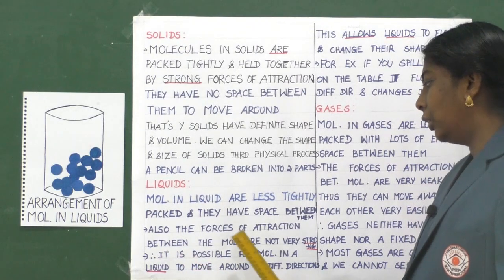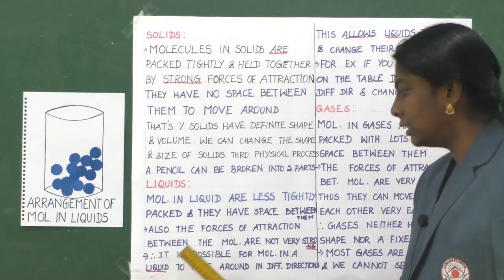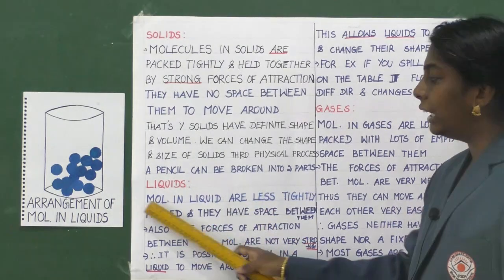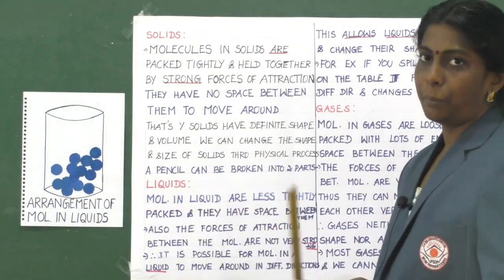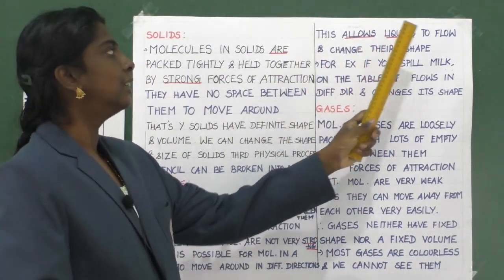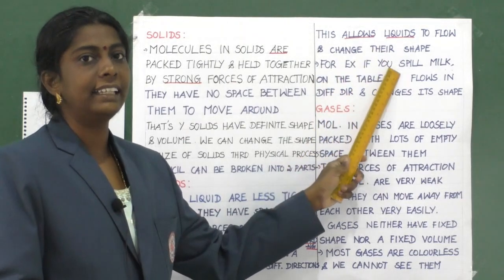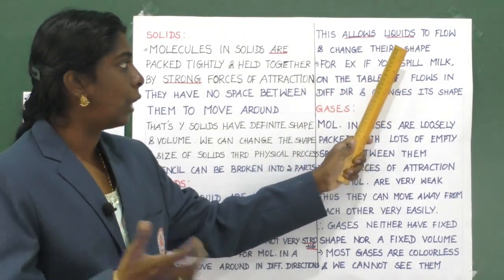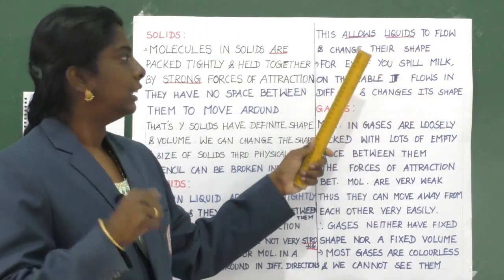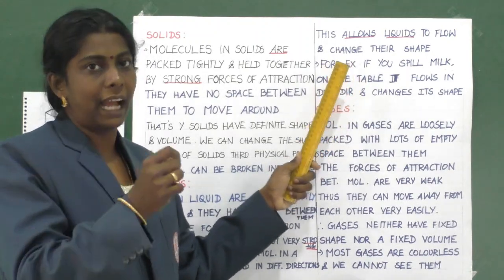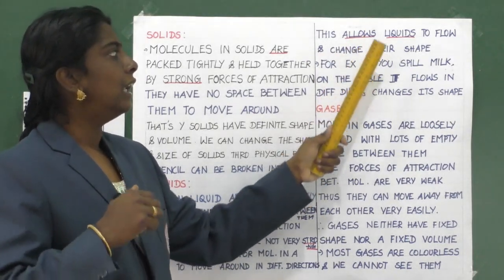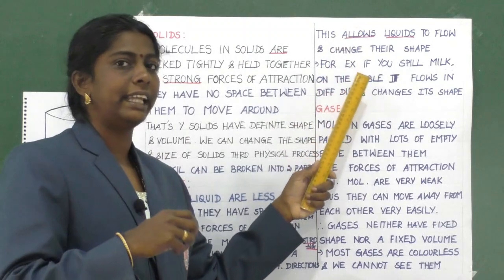Therefore, it is possible for molecules in a liquid to move around in different directions. There is a possibility. Then this allows liquids to flow and change their shape. How will that happen? Since it is loosely packed, it can move here and there in different directions. So that's why it allows liquids to flow and change their shape.